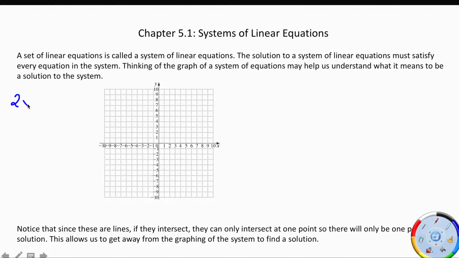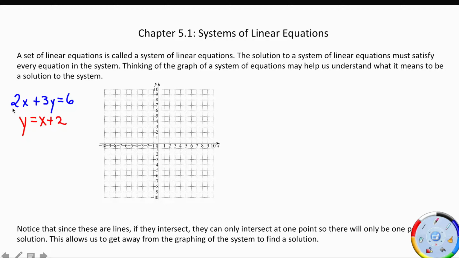So let's just start with something very basic. 2x plus 3y equals 6, and perhaps y equals x plus 2. I cannot solve either of these equations independently because they have an x and a y. There's an infinite number of combinations of x and y that will satisfy these. And we know that those combinations form a line. So I can graph each one of these as a straight line.